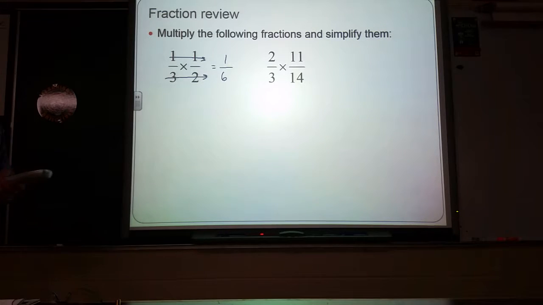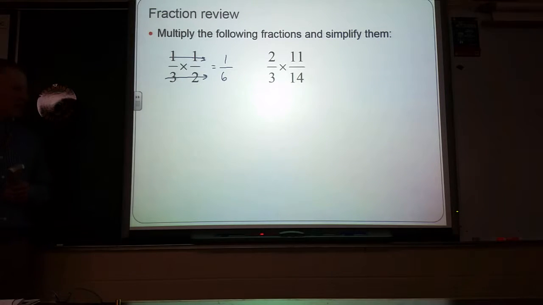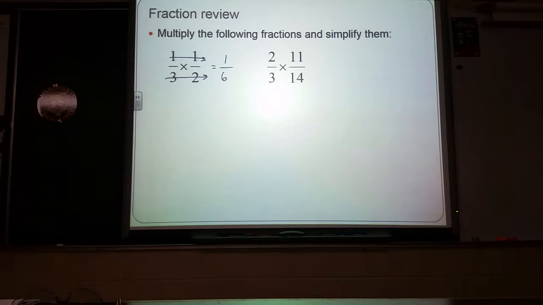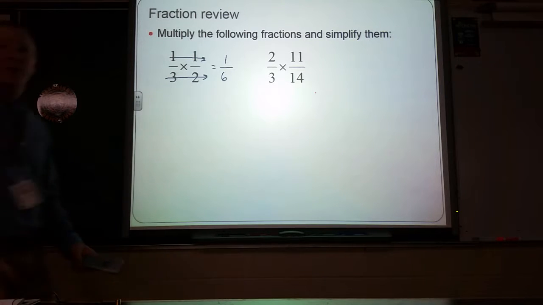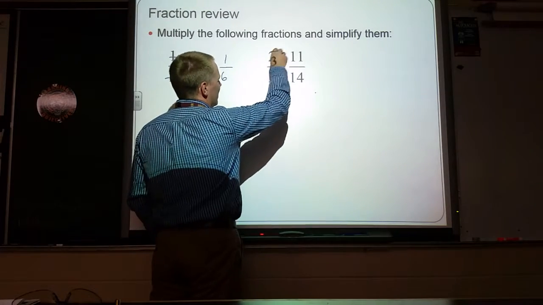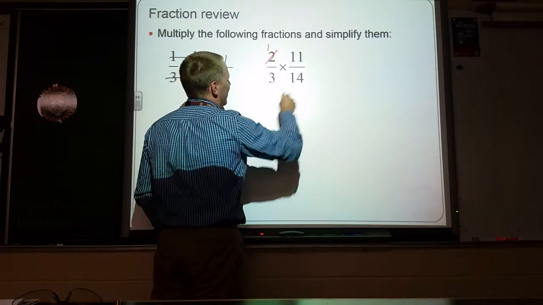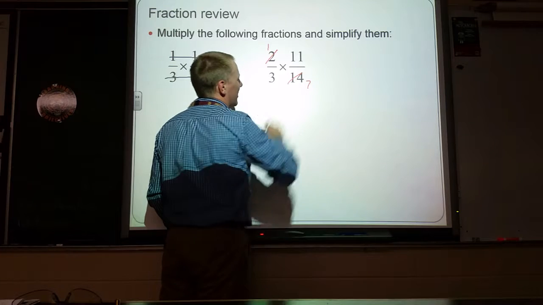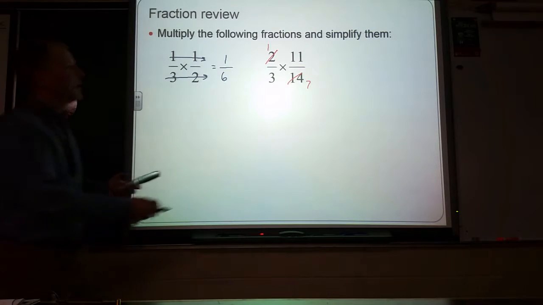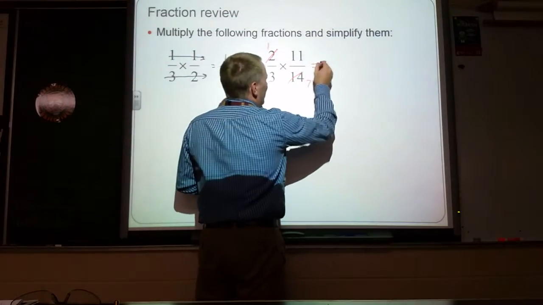What about this one? Are there any tricks I can use to make this a little easier? Yes, Claire again? You can reduce 2 to 1 and 14 to 7. How come? Because they have a common factor, namely 2. Since there's a 2 here and a 2 there, I can divide both of them by 2, replacing whatever I get. They don't go away, they're still there. And then when I multiply them, it's a bit easier.